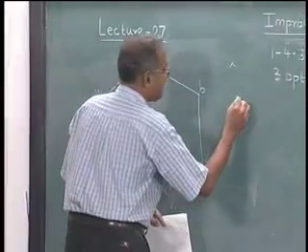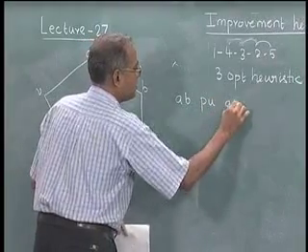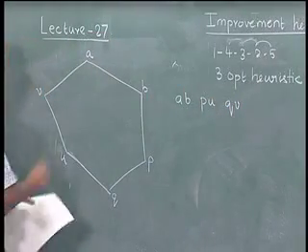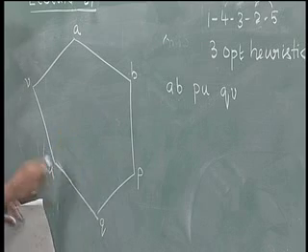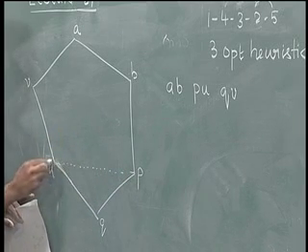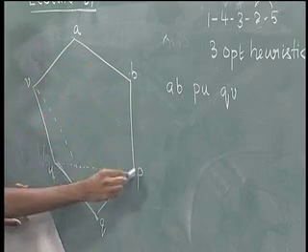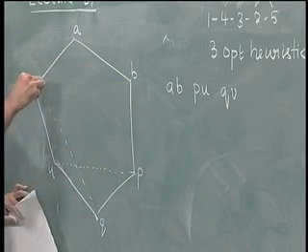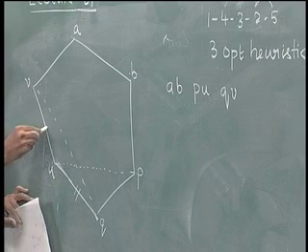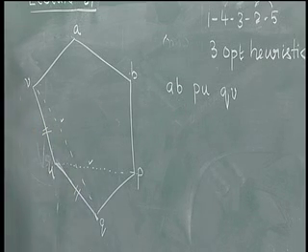For example, this is one feasible solution. We could create AB, PU, QV. So, what does that mean? AB, PU and QV, which means A, B, P, U, Q, V, which means these two edges go and are replaced by these two edges.